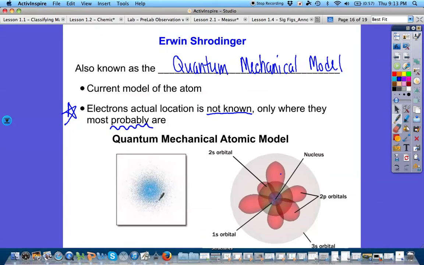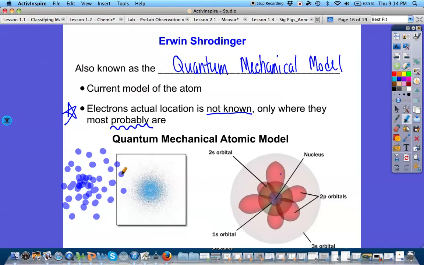So the quantum mechanical model over here is just a bunch of dots, and they are closer together at the beginning, and then they get farther and farther spread out. So you can just spread the electrons out. Remember, they're more dense here in the center, and then as you go farther and farther out, they become less dense.